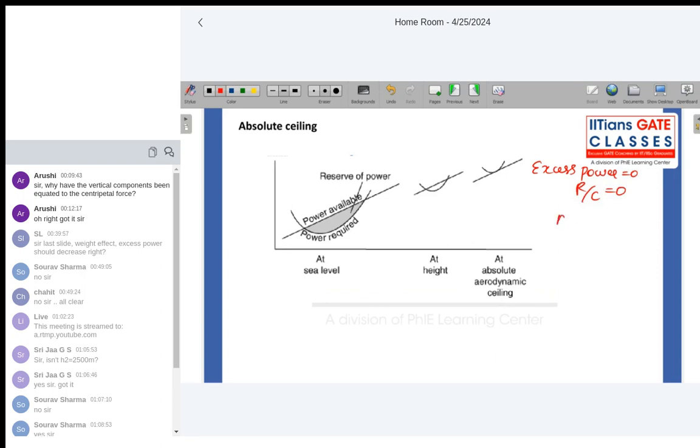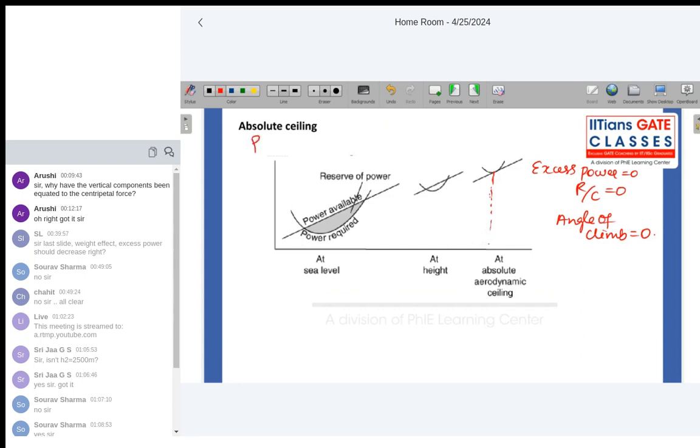Not only is rate of climb 0, angle of climb also will be 0 at this point because we don't have any excess power. So we cannot climb at all. So the angle of climb also will become 0. A steady level flight at only one particular velocity is possible.